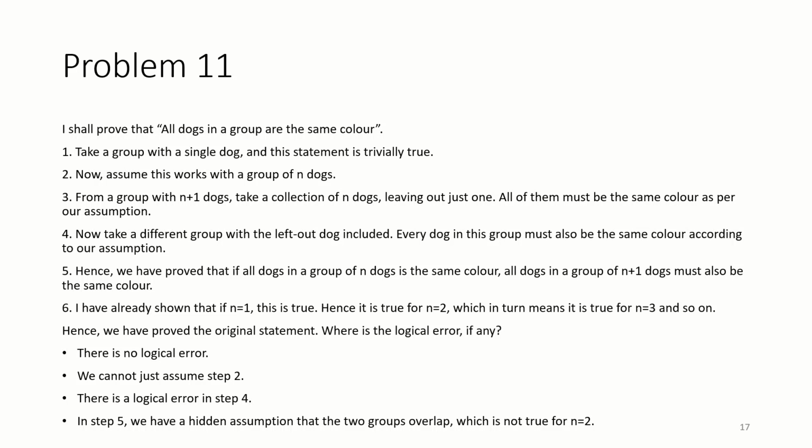Even in step 5 I don't see a logical error, but I see that we are hiding an assumption. So I don't think that there is any logical error, but we are hiding an assumption. That is my final verdict on this problem, according to me. Yeah. Okay. Nice. Anybody else?